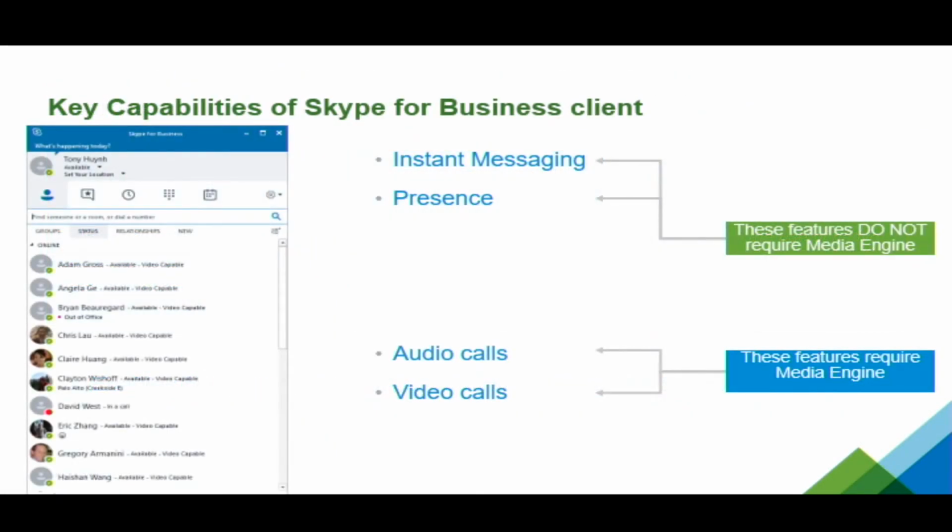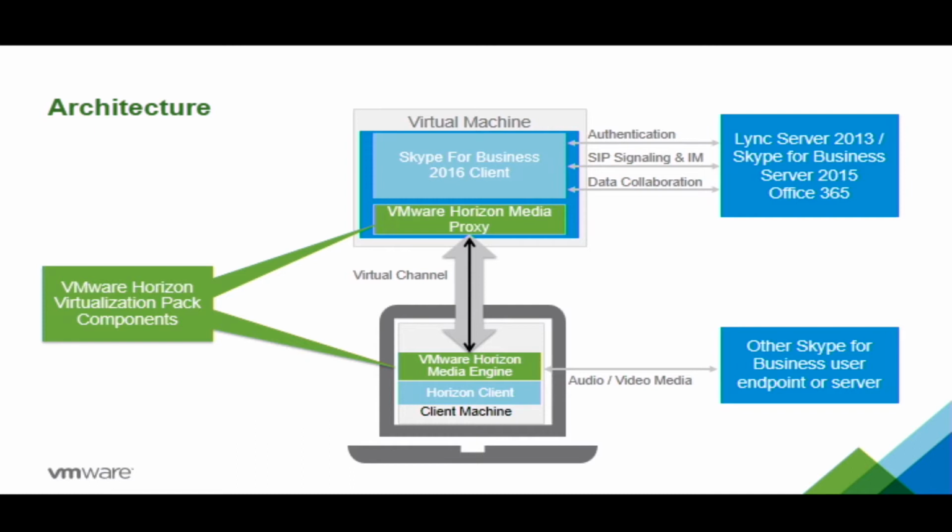So, some key highlights. What I want to call out here is that the Skype for Business client has many rich features and functionalities. You can do instant messaging, have presence. But in order to make an audio-video call, the key component that you need to add is the Horizon Media Engine, highlighted on the lower right-hand side. If you're not using the Skype for Business client to make audio and video calls, you really don't need the Media Engine. You can just leverage the native Skype for Business client. Right, so that media engine really makes video and audio a much better experience. Absolutely. So let's go through the architecture.